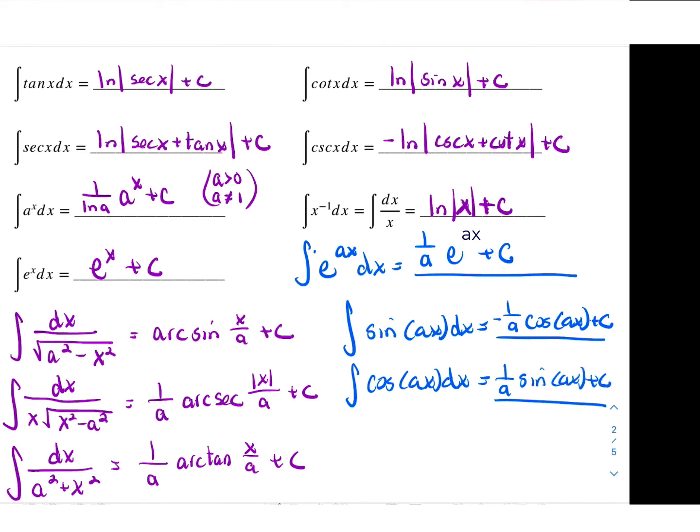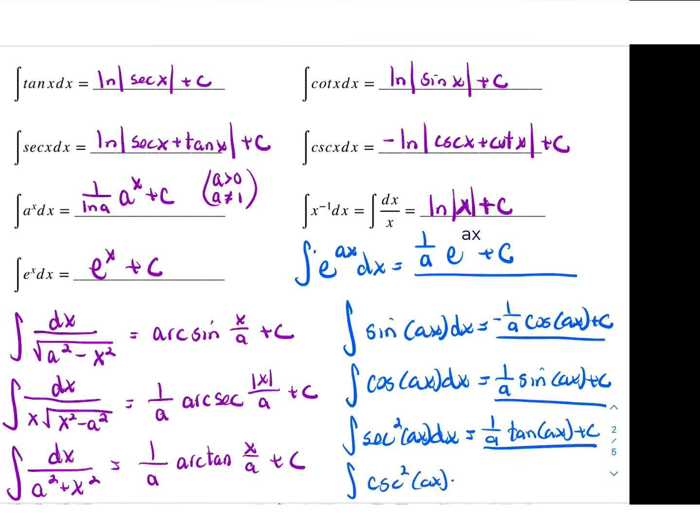And we'll do some of the other trig functions. The integral of secant squared of ax dx is equal to 1 over a tangent of ax plus c. And the integral of cosecant squared of ax dx is equal to negative 1 over a cotangent of ax plus c.